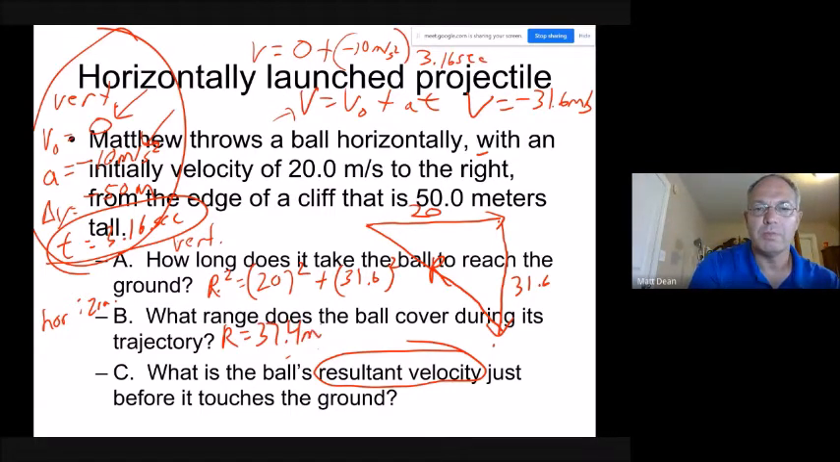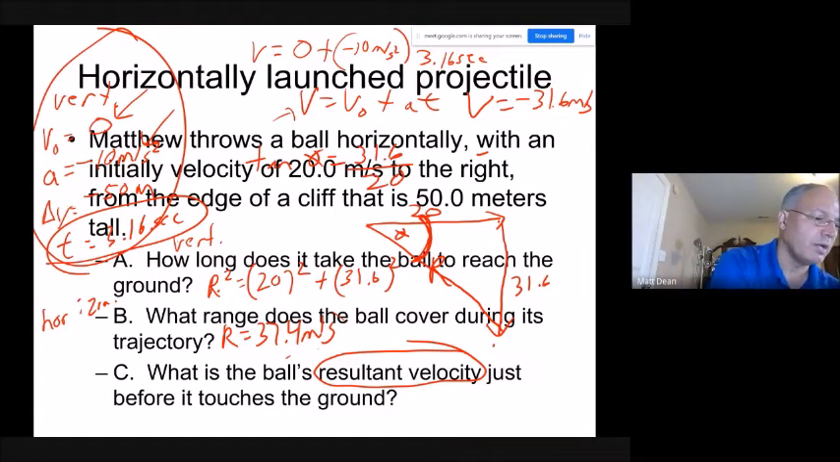So we end up with an R of 37.4 meters per second. Now, a lot of you would stop there and think you're done. You got the magnitude of the final velocity, or maybe the speed of the final velocity, but you need an angle. You need a direction. This is a vector. And remember, the direction that we want to find is the direction between our resultant and the horizontal. So that angle. To find it, we're going to use tangent. The tangent of our angle, theta, is equal to the opposite side, 31.6, over the adjacent side of 20. We're going to go 31.6 divided by 20.